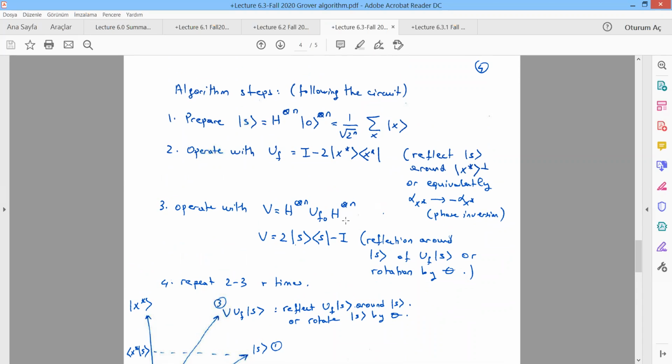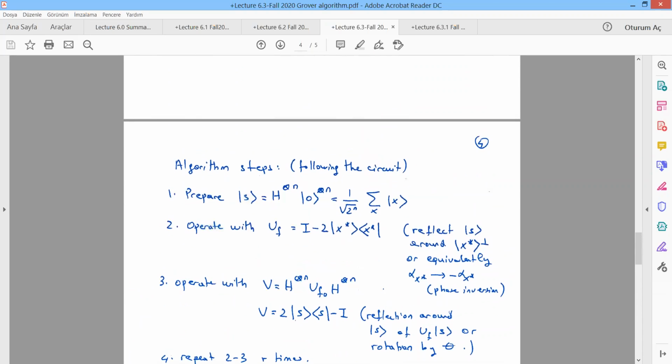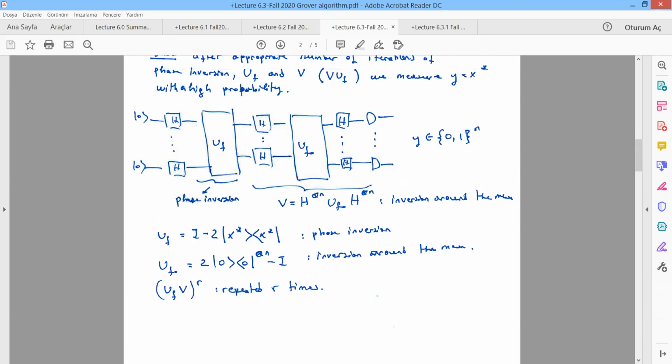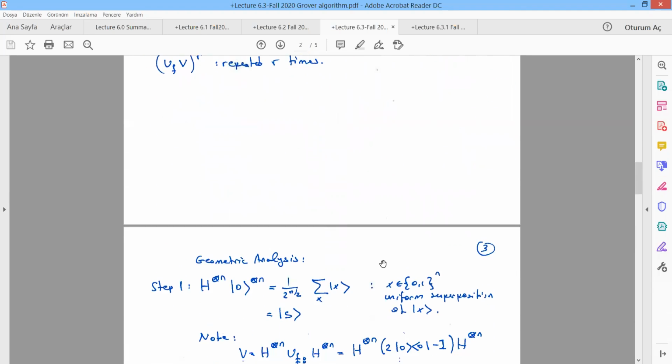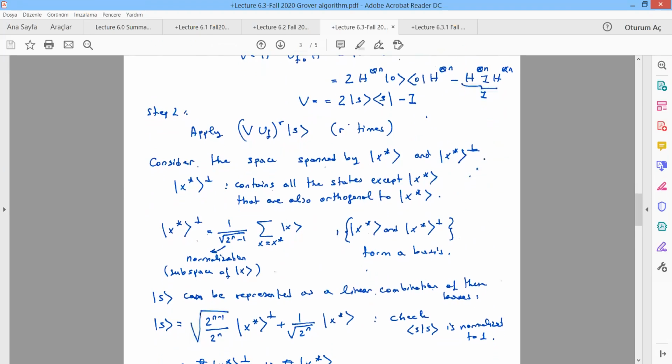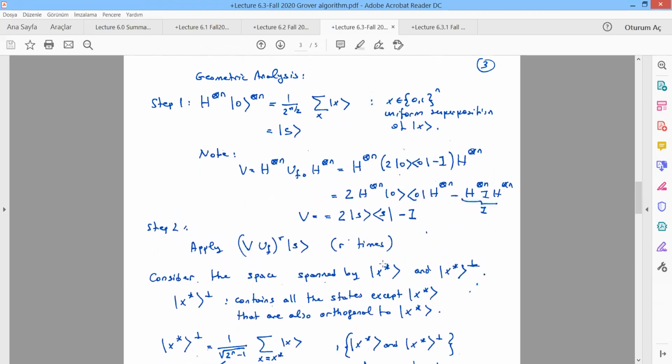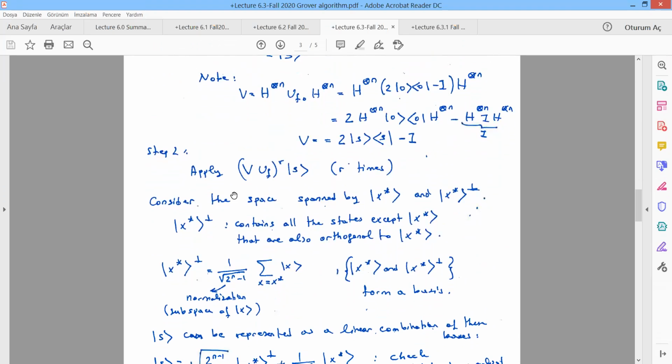Now I'm following the circuit. First we do this Hadamard, then we do phase inversion, and then we do this inversion around the mean. We apply these two operators. And step 2 was to apply this R times, repeatedly applying the U_f operator on the |s⟩ state.